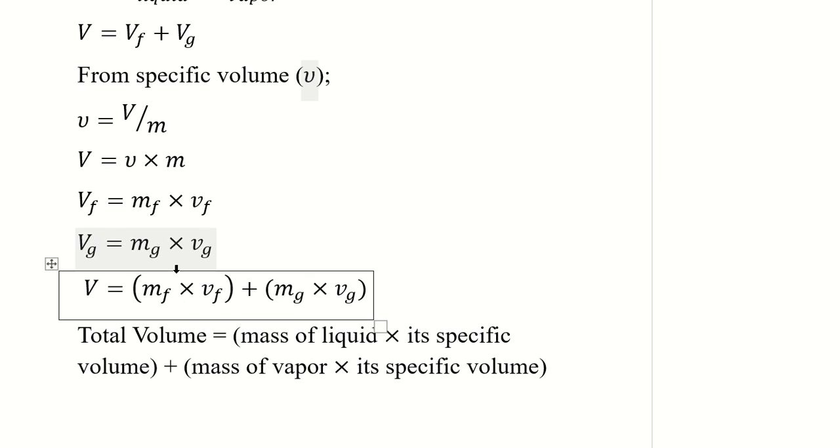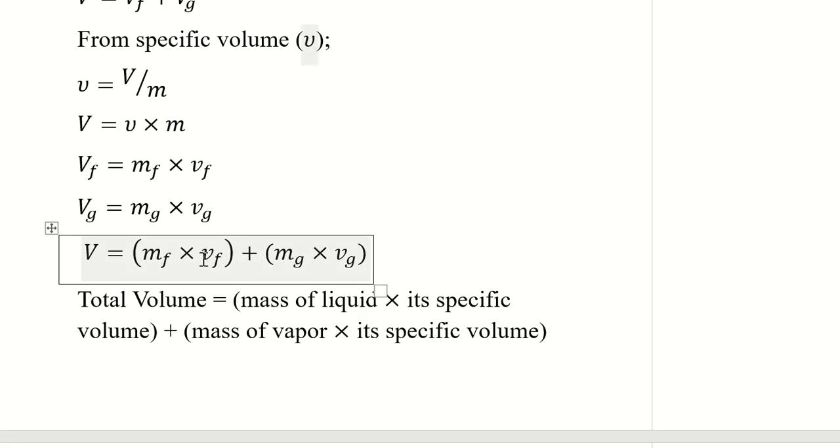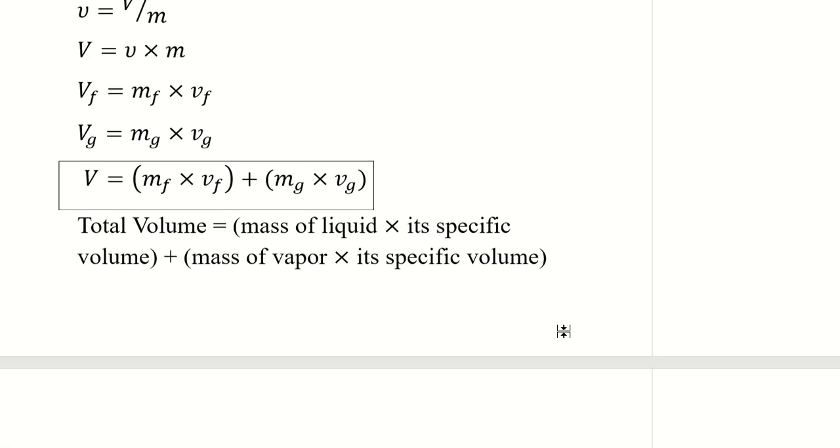So once you substitute in this formula here, you are going to get this, and you are encouraged to put the curly brackets in for easy solving. So this is a mathematical writing, and you can translate it in English as total volume, which is V, is equal to the mass of the liquid multiplied by its specific volume plus the mass of the vapor multiplied by its specific volume.